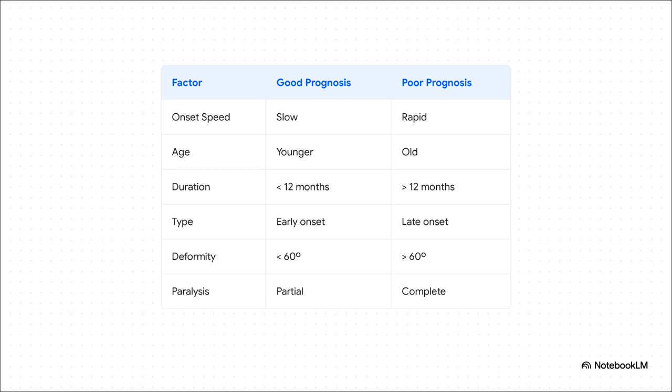And you can see a pattern, right? The outlook is much better if the paralysis comes on slowly, if the patient is younger, and if they've been paralyzed for less than a year. But here's the big one. Early onset has a way better chance of recovery than late onset. Why? Because the early kind is caused by inflammation and swelling, stuff you can treat. The late kind is caused by permanent physical bone damage. And, of course, having a less severe spinal curve and only partial paralysis, those are huge pluses too.